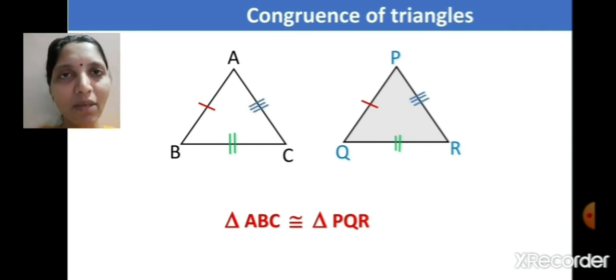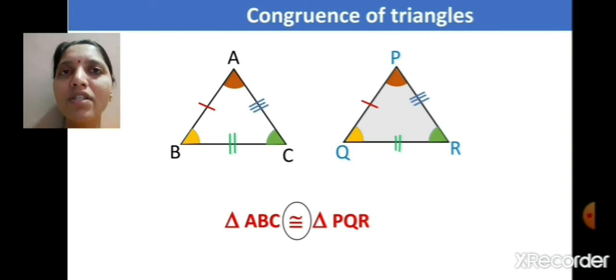Similarly, the corresponding angles will be congruent. So angle A is congruent to angle P, angle B is congruent to angle Q, and angle C is congruent to angle R. Therefore, triangle ABC is congruent to triangle PQR, and this is the symbol we use to show the congruency between the triangles. Okay.